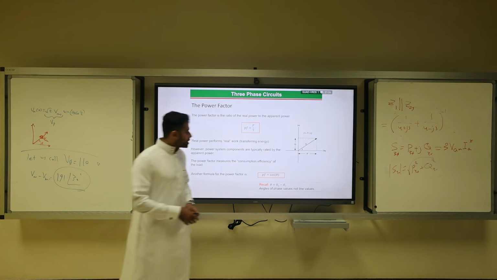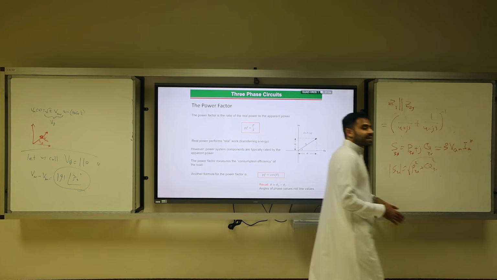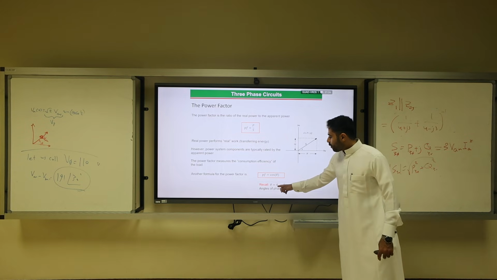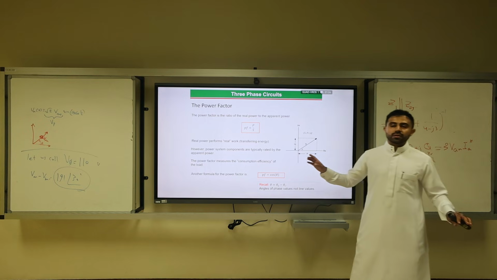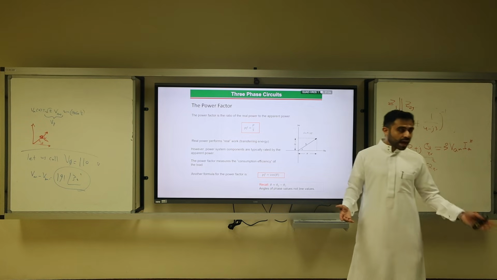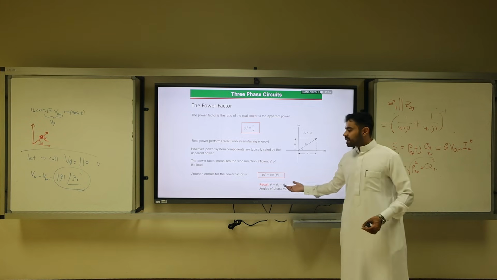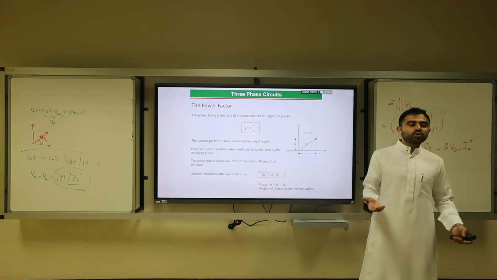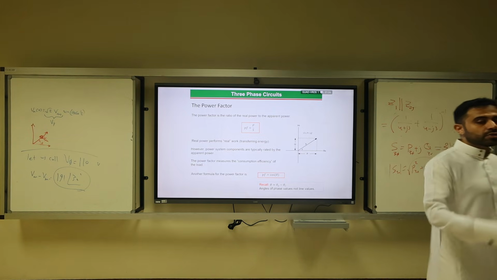The concept of power factor. Power factor is nothing but the cosine of the angle of the voltage minus the current. Depending on the real power, you say it's lagging or leading. If I have an inductive load, it's lagging. How do I distinguish an inductive load?